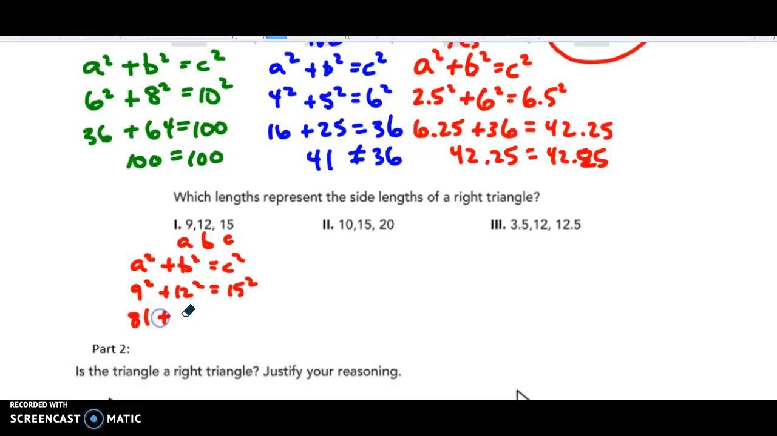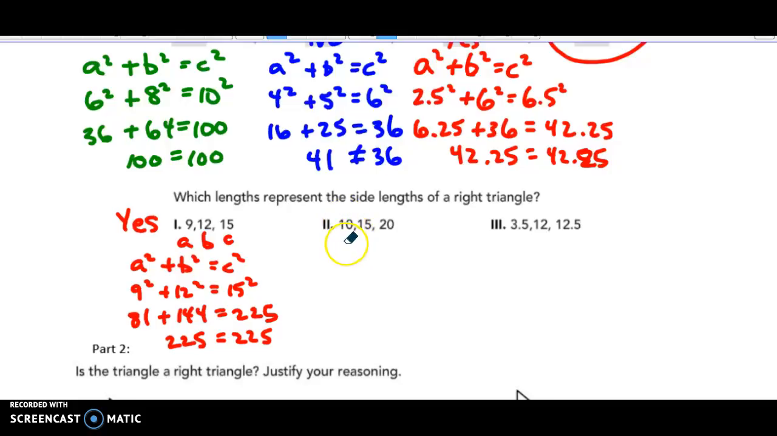9 squared is 81, 12 squared is 144, 15 squared is 225, and if I add these, then I should see if this represents a right triangle or not. 81 plus 144 does equal 225. So 225 equals 225 is a true statement. So we would say that yes, this represents a right triangle because A squared plus B squared equals C squared.